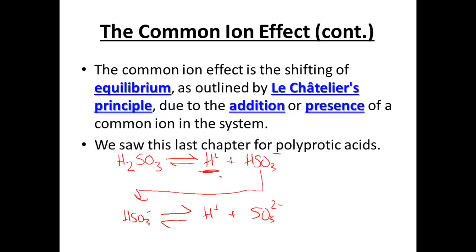Remember that in a rice table, we start with 0 of this, we gained X of it, and got X as the total amount. Well, that total amount there becomes the initial amount right here. So it becomes X right there. So the common ion in diprotic acids was the H plus ion.